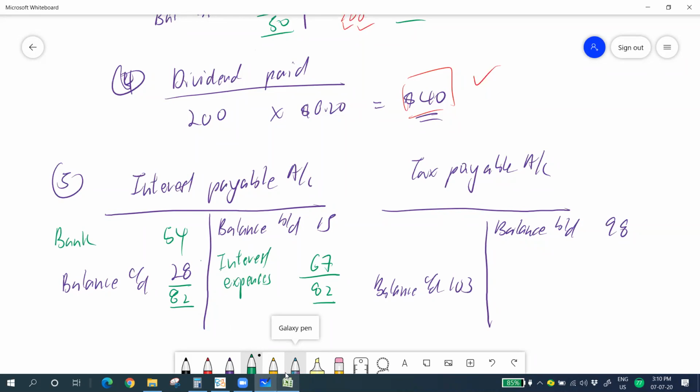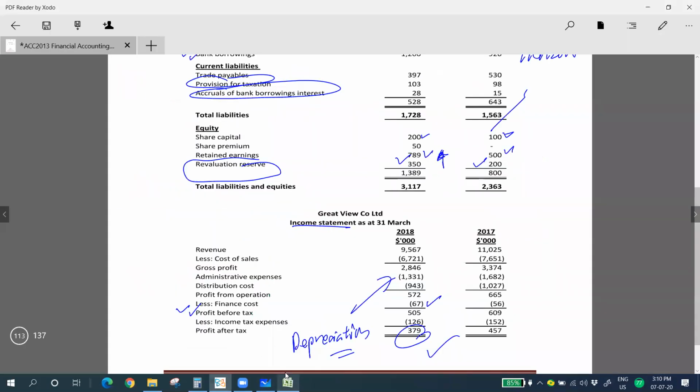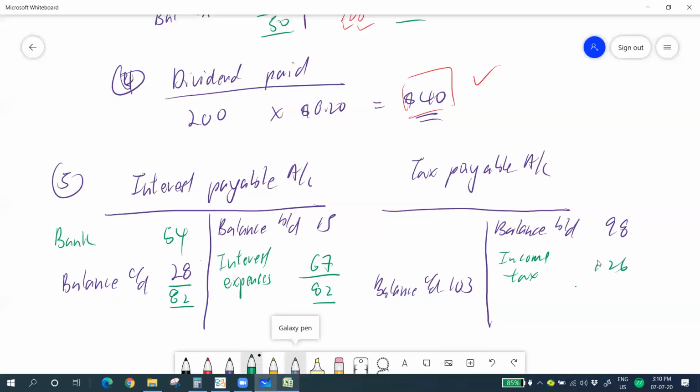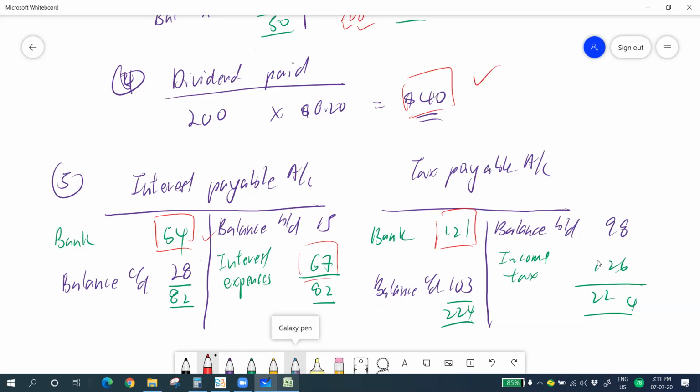And then for the tax payable, our income tax during the year, 126. So we get 224 here. So our payment is 121, sorry. All right. So this 54 and 121 will show in cash flow statement. And this 67 will show in the non-cash transaction as well.